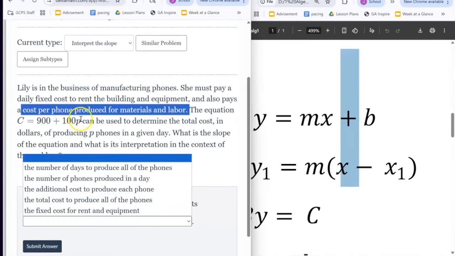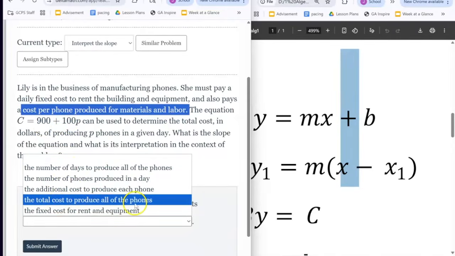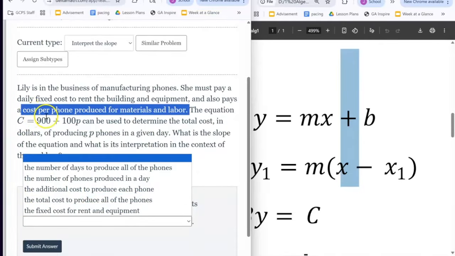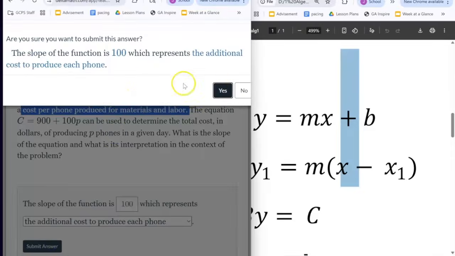So if I produce 1 phone, it's $100. If I produce 2 phones, it's another, it's $200 plus the rental. So it's the additional cost to produce each phone. The total cost to produce all the phones, nope, that's going to be C. The fixed cost to rent the equipment, that's going to be 900. That's what it's going to cost me. So it's the additional cost to produce each phone.